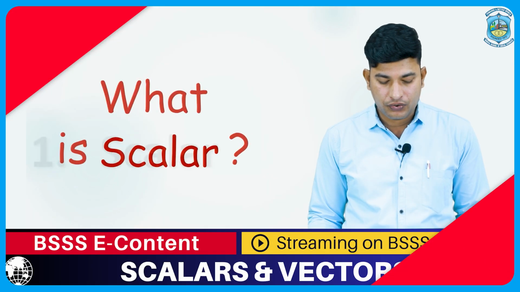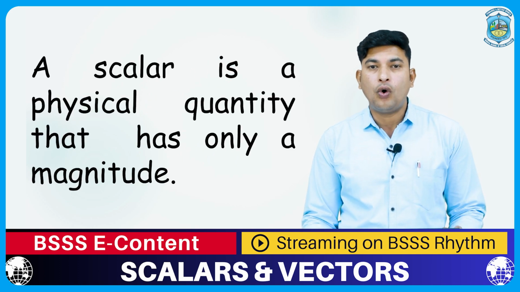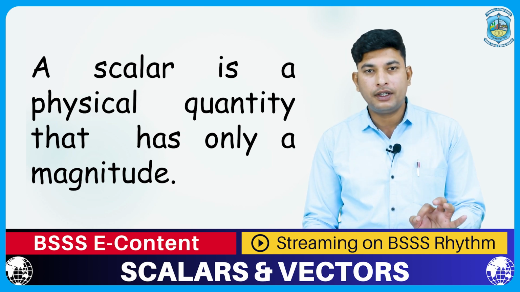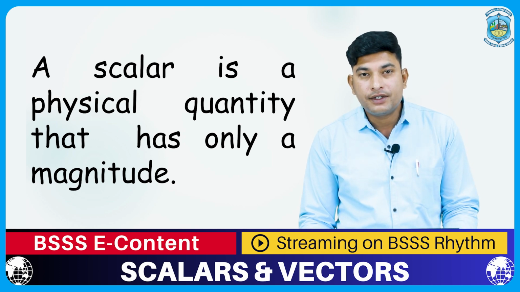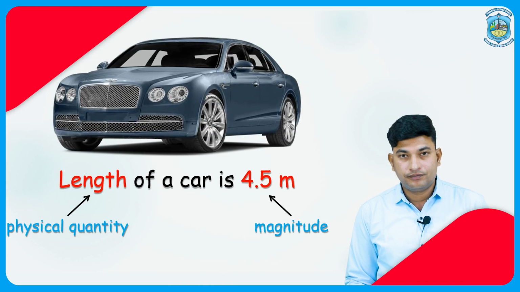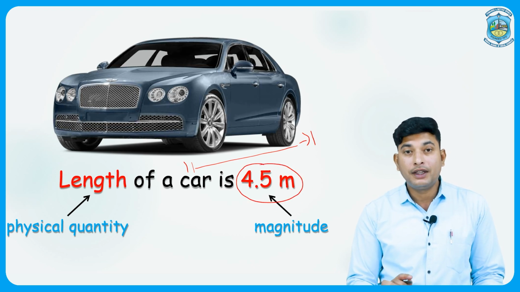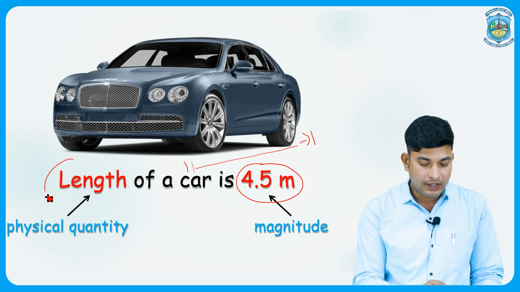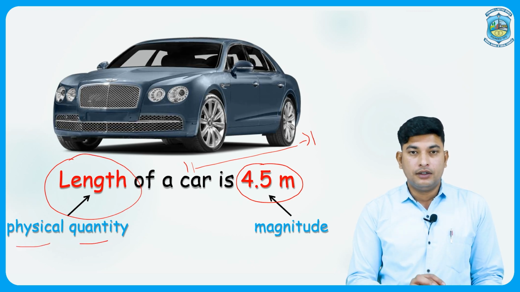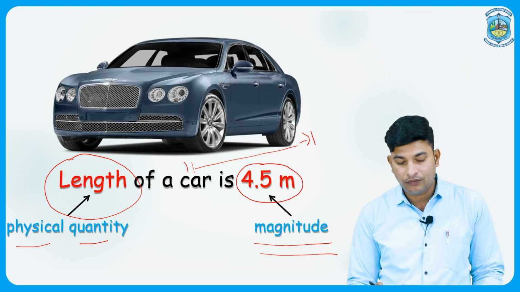Let me start with the first question: what are scalar quantities? Scalar quantities are those which require only magnitude, which is sufficient to define these physical quantities. For example, consider this car in the image. The length of this car, from this place to that place, is 4.5 meter. There is no need to define the direction. In any direction, this car will have the same length. So length is a physical quantity, and it is a scalar quantity, because it requires only magnitude, that is 4.5 meter.